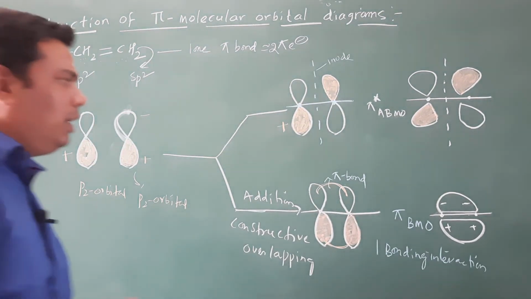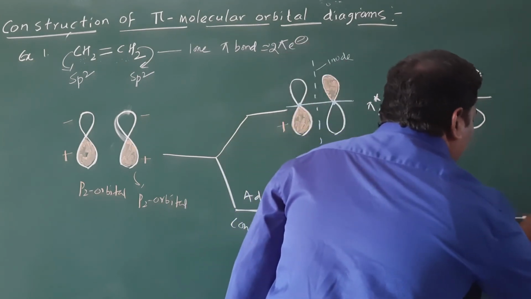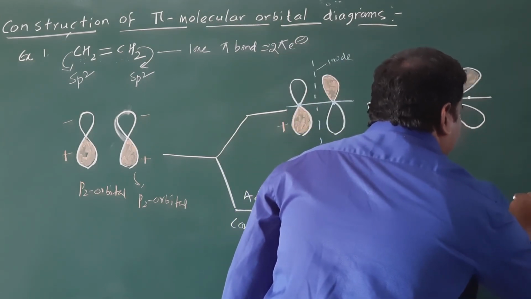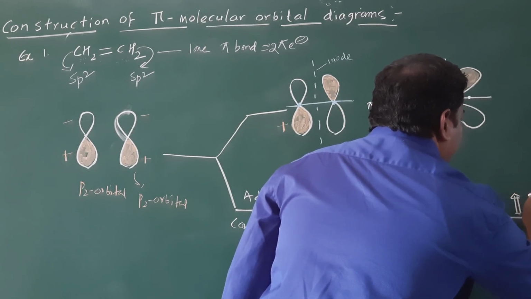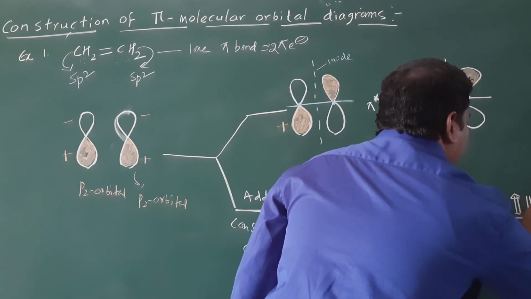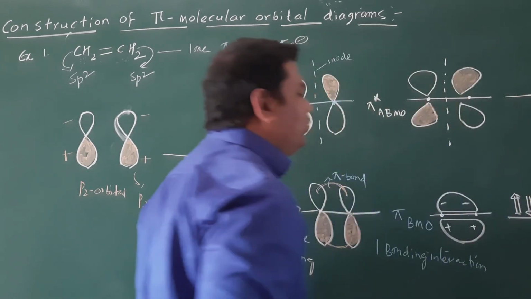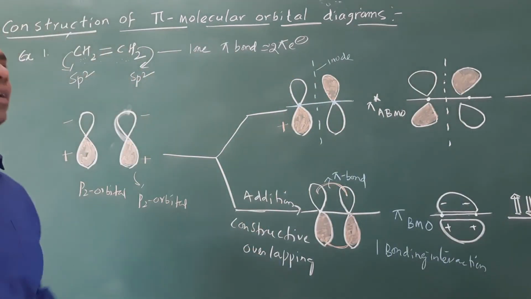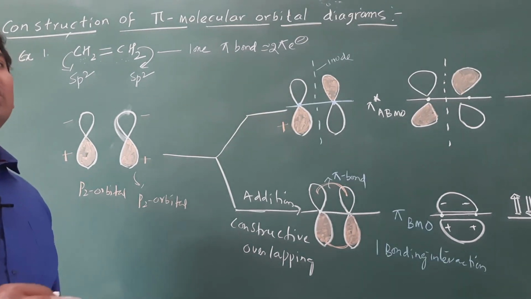Okay, clear, student. In this pi molecular orbital picture, the two electrons are placed in the lowest energy level only. There are no electrons in the higher level. The 2 pi electrons are placed into the lowest energy level only. So this is the construction for the ethylene molecule. It is a simple ethylene molecule, right?